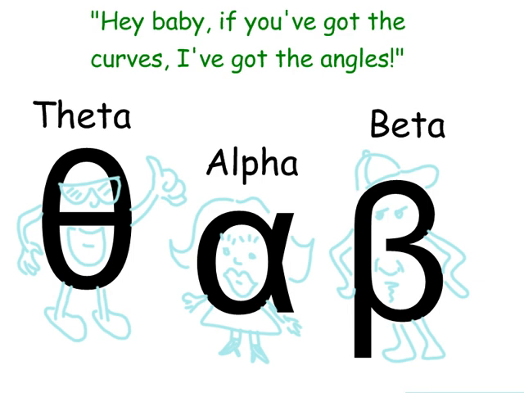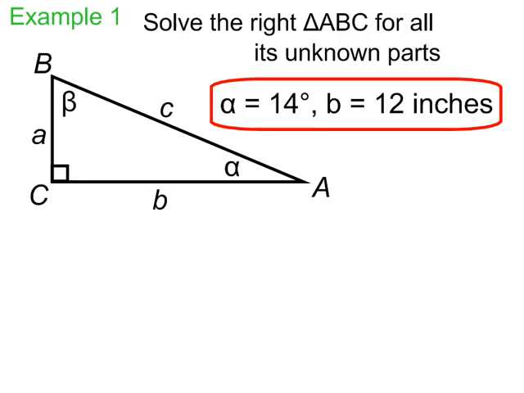Let me introduce you to what are probably a couple new symbols to you. You should be pretty comfortable with theta by now. That is our Greek letter, which represents either known or unknown angles in pre-calculus and calculus. Likewise, alpha and beta shown here are also Greek letters that represent angles quite often. And you see them here in our first example.